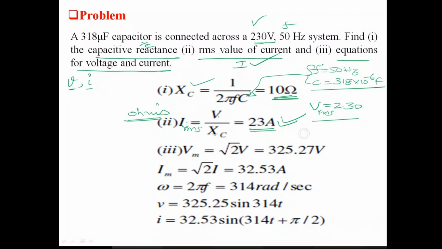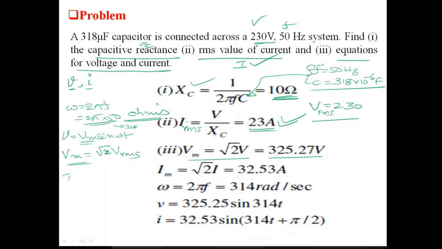Then the equations for V and I. For that we need the voltage expression, V is equal to Vm sin omega t. Omega is nothing but 2 pi f, so 2 pi into f, that is 50, which will be around 314 radians per second. And what about Vm? We need Vm. The relation between Vm and Vrms is Vm equals root 2 Vrms, and applying that here, you get 325. Similarly, if you want Im, Im is equal to root 2 Irms. The same has been applied here, and we got Im as 32.53.